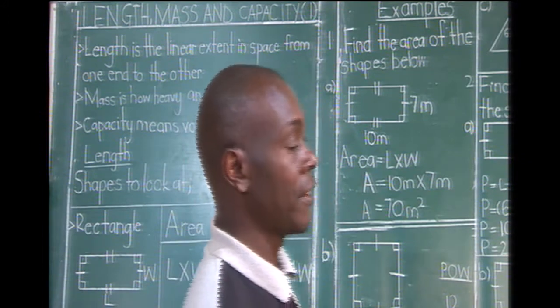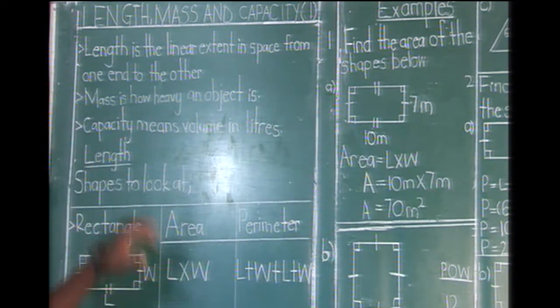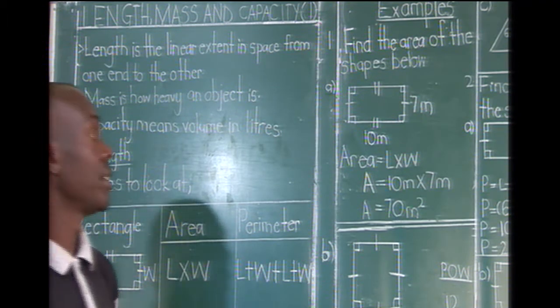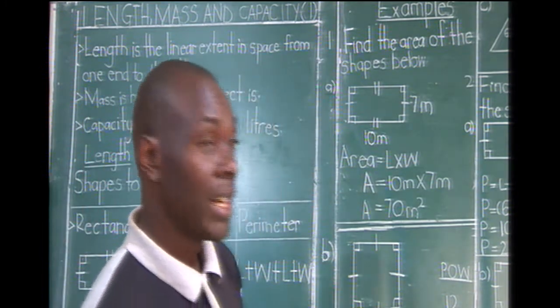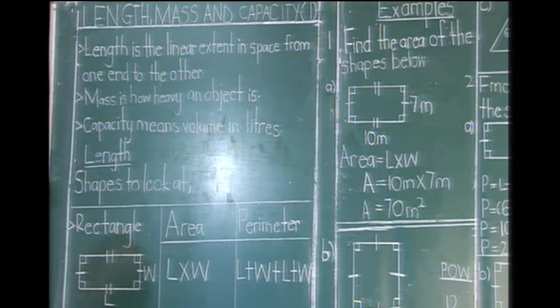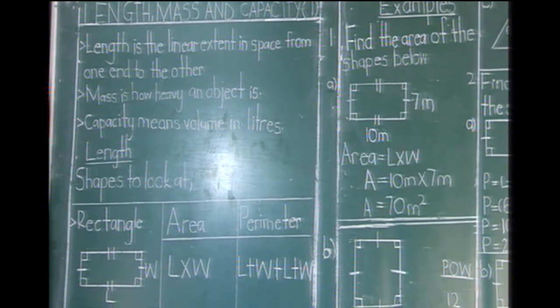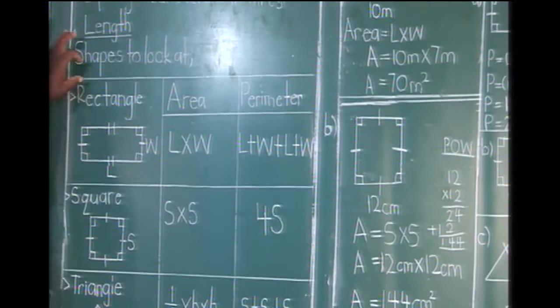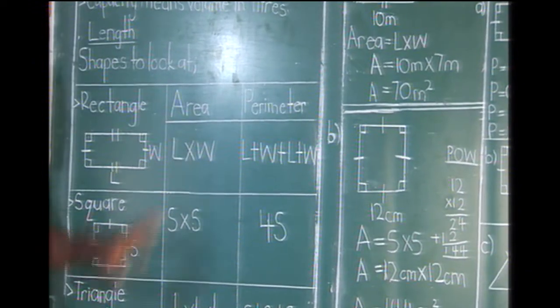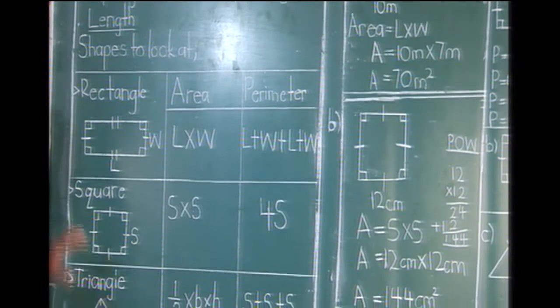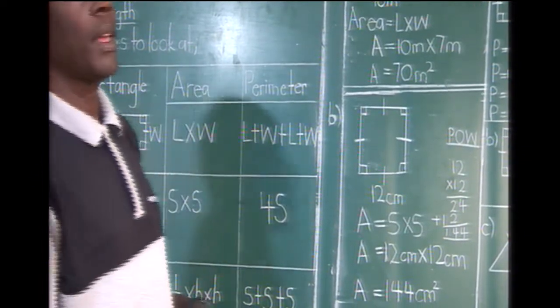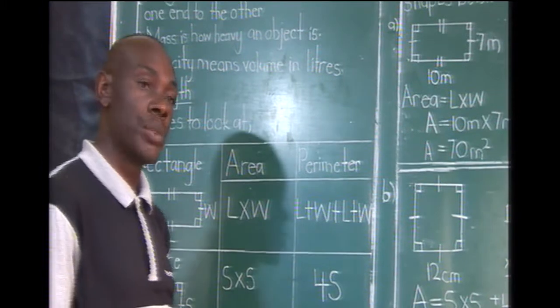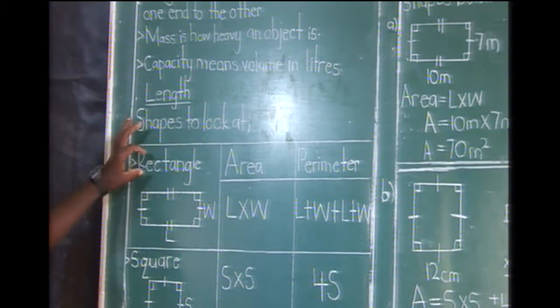Now, among the three, in this lesson, we shall look at the length, which is the linear extent in space from one end to the other, as measured in meters. At our level, we majorly focus on three kinds of shapes in length. So shapes to look at include a rectangle, a square, and a triangle.